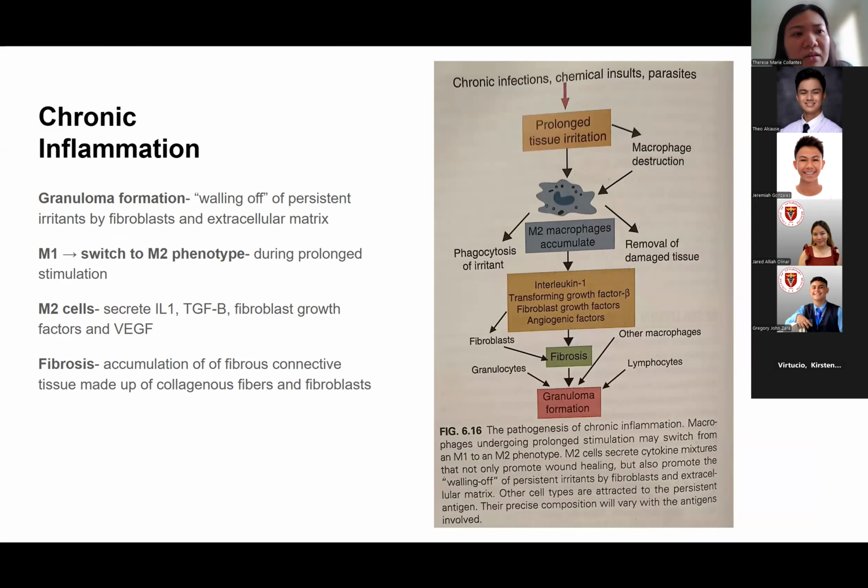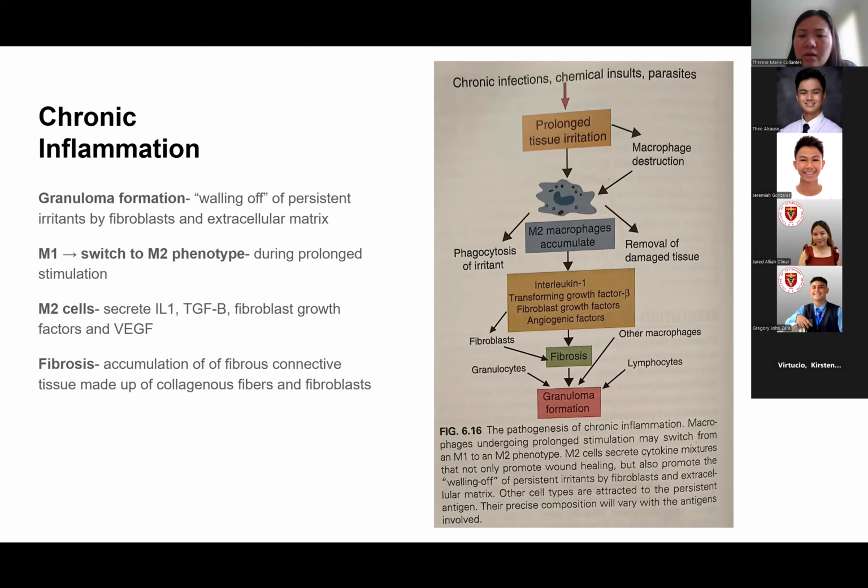Sorry, and then you have the chronic inflammation. So we mentioned that the macrophages play a role in tissue remodeling. They also play a role in tissue damage, in cleaning up tissue damage. That is mainly by the M2 cells, right? Now, the M2 cells also play a role in chronic inflammation. When you say chronic inflammation, these are persistent infections.